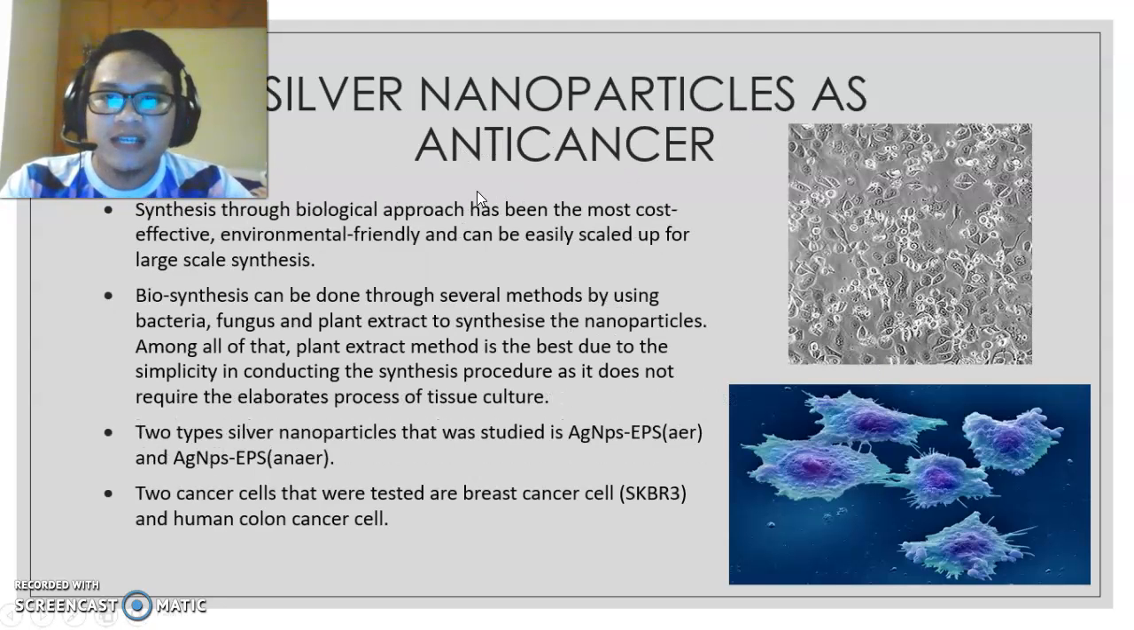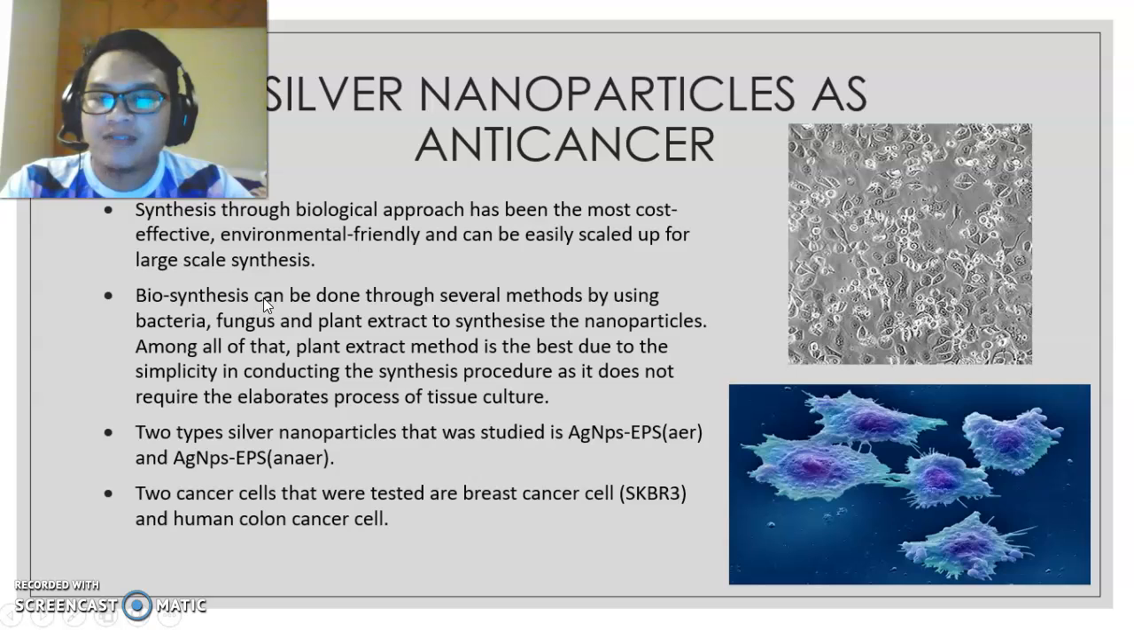Next, we focus on silver nanoparticles as an anti-cancer agent. Synthesis through the biological approach has been the most cost-effective and environmentally friendly, and can be easily scaled up for large-scale synthesis. This is the synthesis of silver nanoparticles in the biological approach.